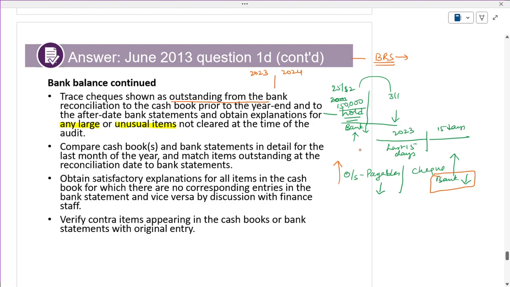Auditors will check this. When you issued it on the 25th of December, why has it not been cleared? And it's a huge amount. It's not a small amount. It will have an impact on the bank balances.